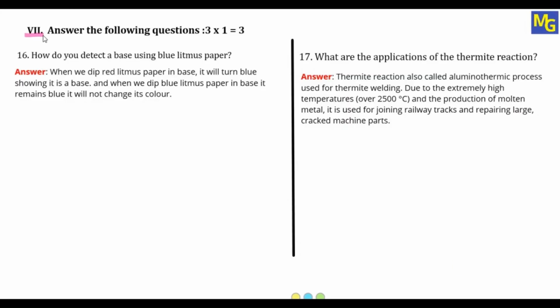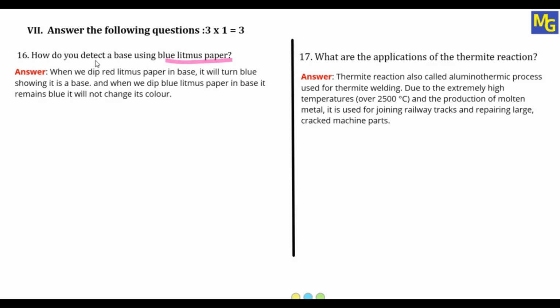Question number 7. Answer the following questions. Here we have to solve 3 questions. Each carries 1 mark. So total marks from this section we are going to get is 3. Question number 16. How do you detect a base using blue litmus paper?